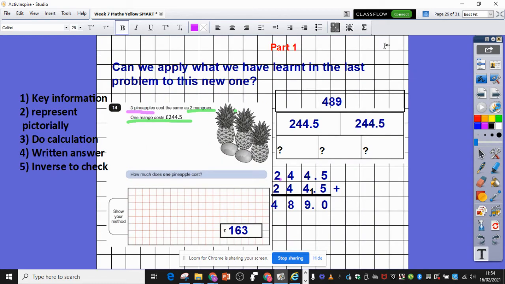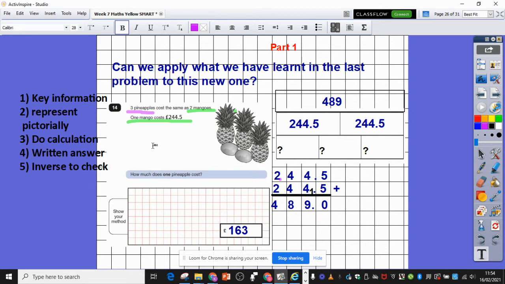Okay, so task 2. Task 2, we're looking at this particular problem, and it's a 2-part problem. So it's slightly more complicated, but if we take it slowly, then I'm sure you will be fine. So again, my shopping list here down the side. Key information represented pictorially, do the calculation, or in this case, calculations, plural. Do a written answer and do the inverse to check.